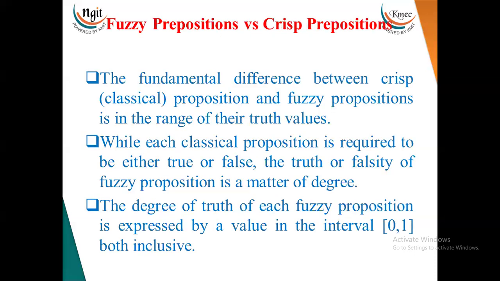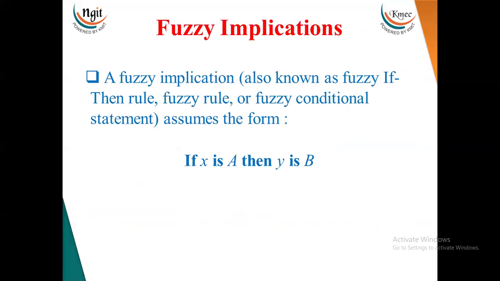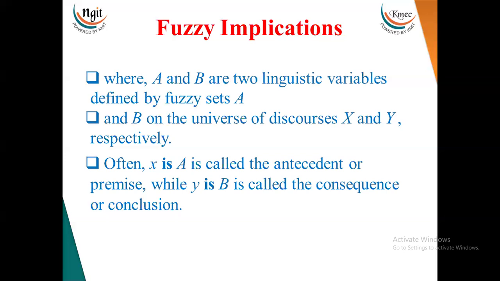Now, what is the difference between crisp and fuzzy prepositions? In crisp prepositions, we have only two values, either true or false, but fuzzy prepositions range from 0 to 1. So this is the fundamental difference between classical and fuzzy prepositions. Now, what are implications? X implies Y. That is, if X is true, then Y is true. Okay, if X is A, then Y is B. Or if X is Y, then Y is Z. Whatever it may be. So these are the implications.